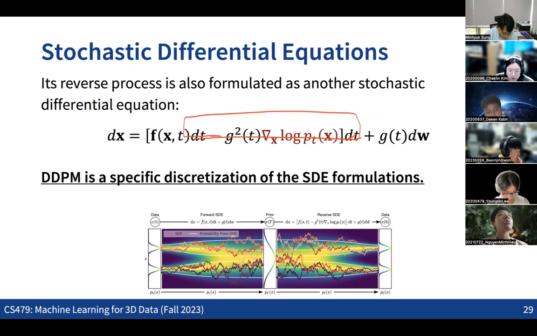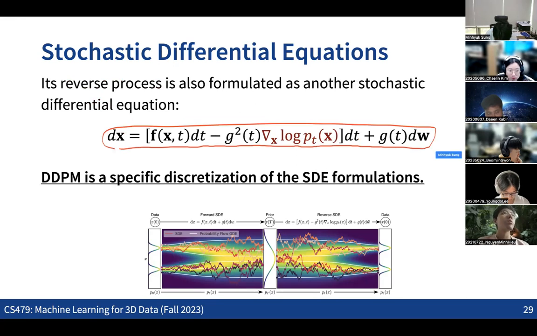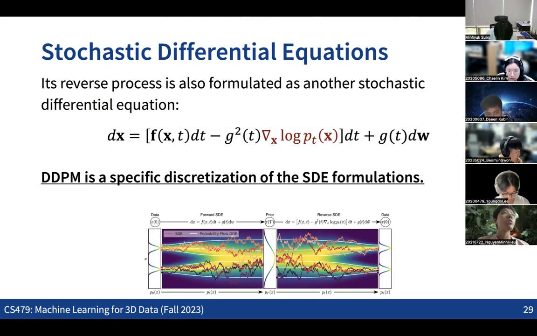You can also see that once we have this forward process, the other way around, running the annealed Langevin dynamics, is also represented as a stochastic differential equation. Also, the DDPM model that we have seen is a discretization of this specific SDE formulation. So in this way, the score-based models and the diffusion models that we have seen are exactly the same thing, with some minor details in the formulation.